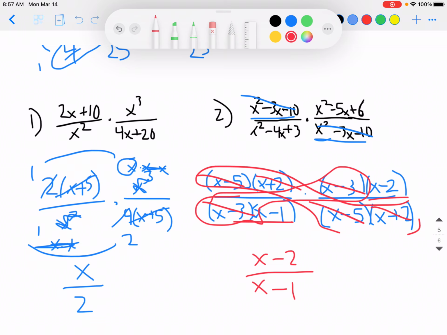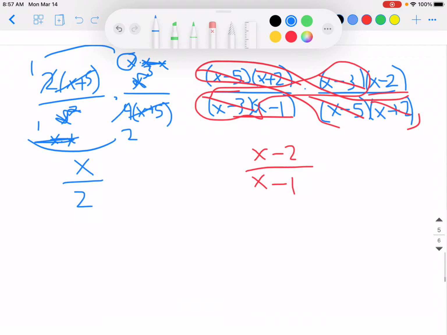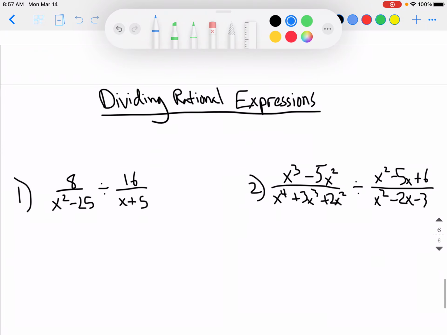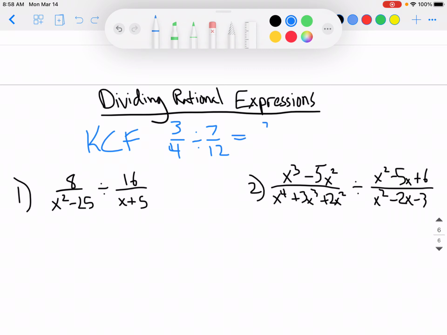So again, the process here is we're going to factor, see what we can cancel out, maybe FOIL if we can. All right, so that's multiplying. Let's talk about dividing. Dividing is the same thing as with normal fractions. We're going to do a little keep, change, flip action here. If we had 3/4 divided by 7/12, that's going to become 3/4 times 12/7.